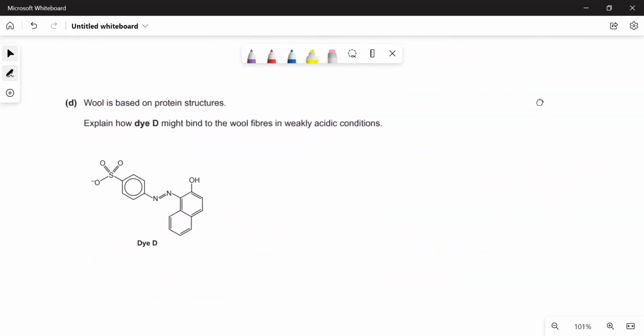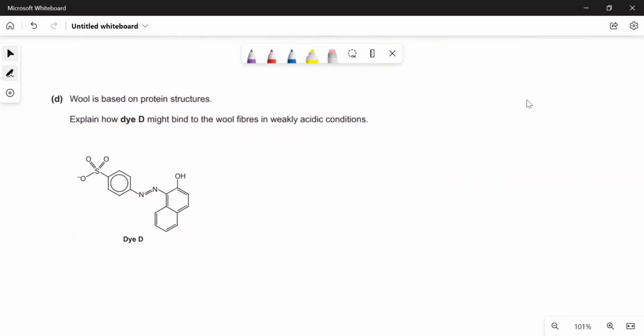Right. Wool is based on protein structure. Wool is keratin, a protein. Explain how dye D might bind to the wool fibers in weakly acidic conditions. Okay, so it means weakly acidic. So that means it's not strong. This is quite a strong acid, so there's not enough to protonate that. So that's still going to be negatively charged there.